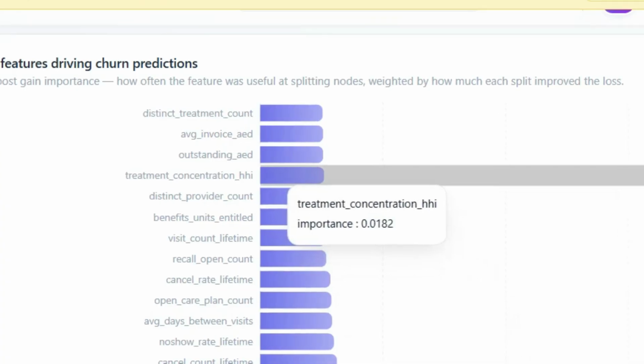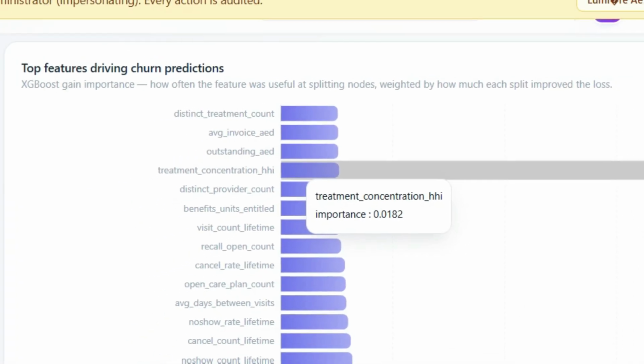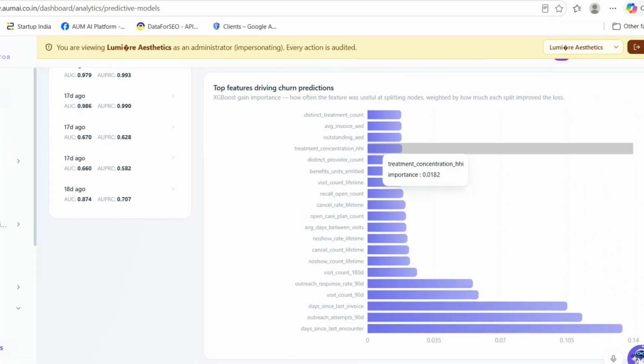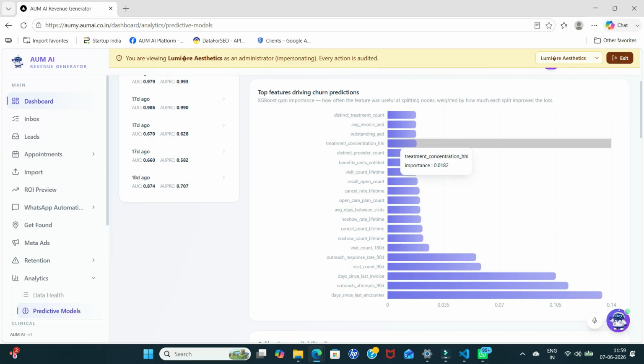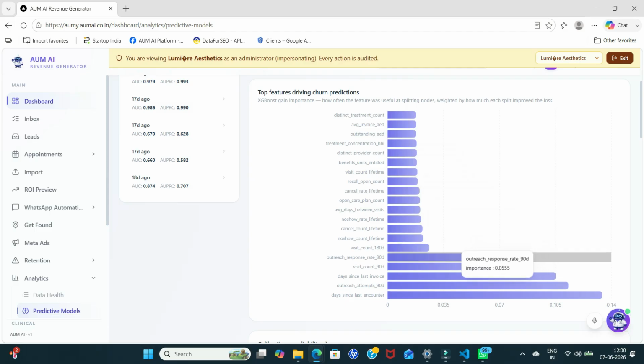Treatment concentration HHI, this is borrowed from economics. A score of 1 means a patient has received exactly one treatment type. Single point of failure, one bad experience and they're gone. So lower HHI means they have woven themselves across multiple service lines. They are structurally stickier. These are the patients who have taken multiple services. For example, in aesthetics, if they've gone for Botox and lip filler, they will have a lower HHI score.